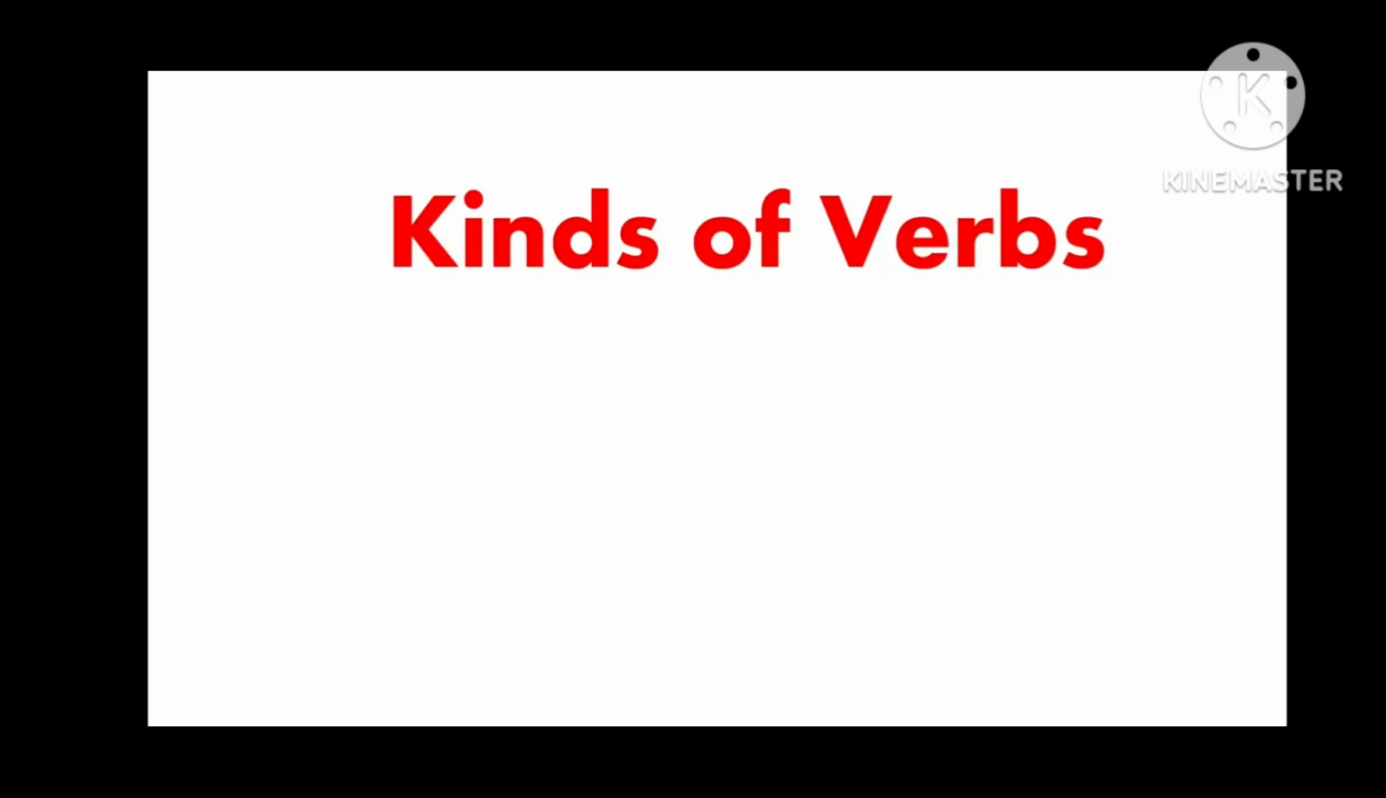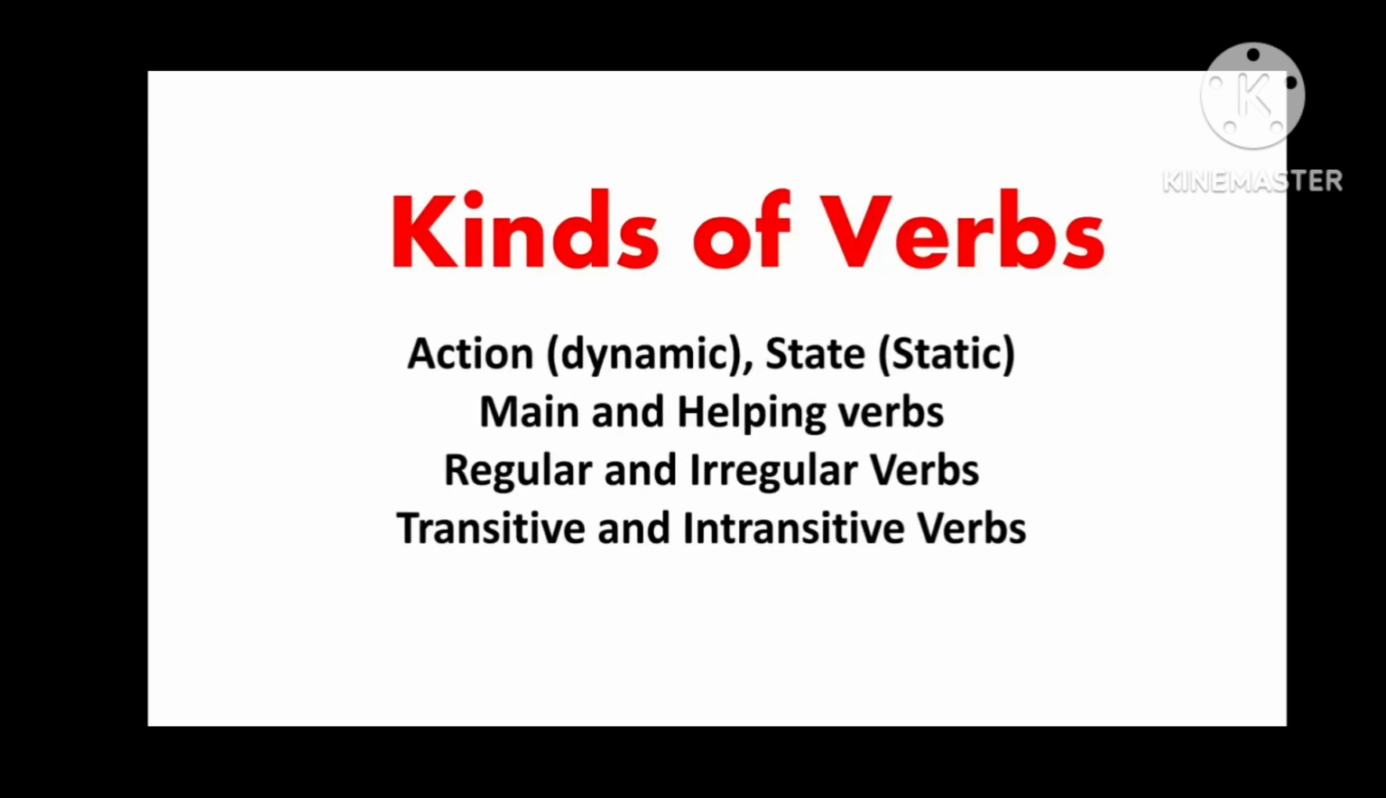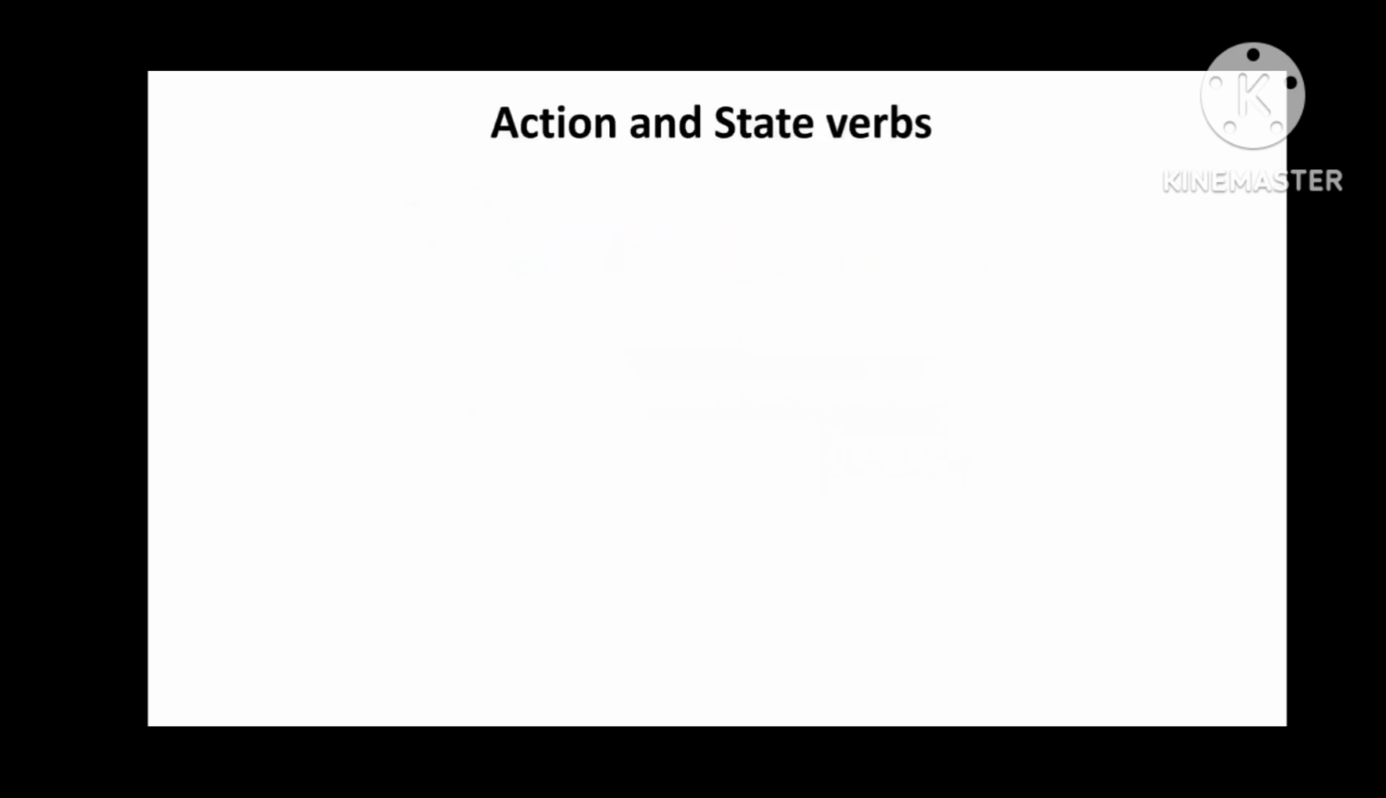What are the different kinds of verbs? The different kinds of verbs are action and state verbs. We also call them dynamic and static verbs. Main and helping verbs, regular and irregular verbs, and transitive and intransitive verbs. Let's understand them one by one. First of all, action and state verbs.